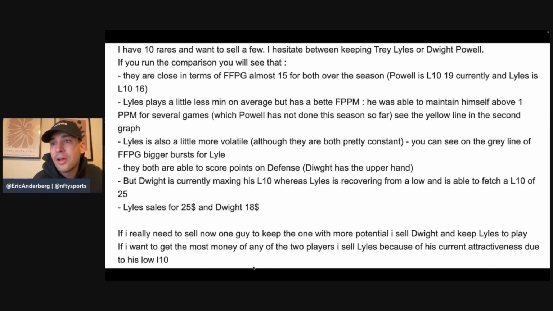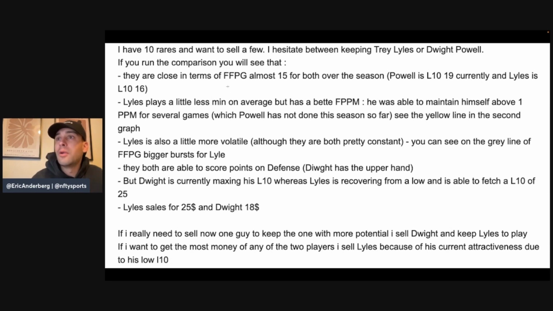Dwight is 18. And he comes to a conclusion because of this, that if he really needs to sell now, he would sell Dwight and keep Lyles to play. If he wants to get the most money out of the 2 players, he'd sell Lyles because of the price and low 10. So again, just to sum that up, if he wants to keep somebody to play, he would keep Lyles because Lyles has the potential, but that makes Lyles also more attractive on the marketplace. So if he really wants to sell both of them and just get more money, maybe play Dwight Powell, finds that Dwight is going to be fine, then he could keep Dwight, sell Lyles.